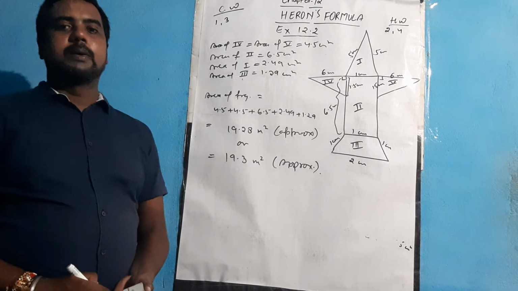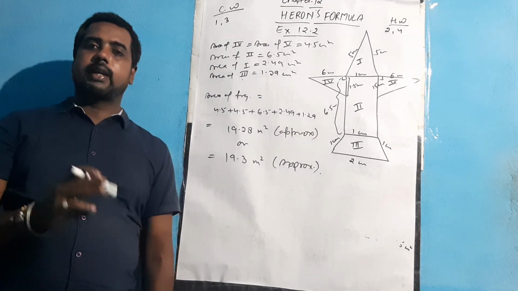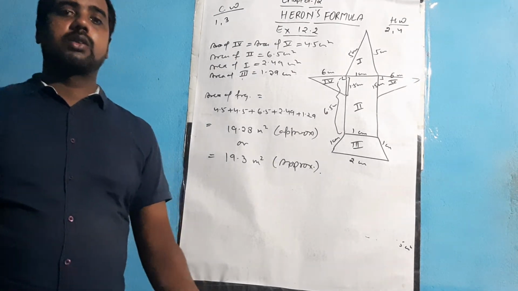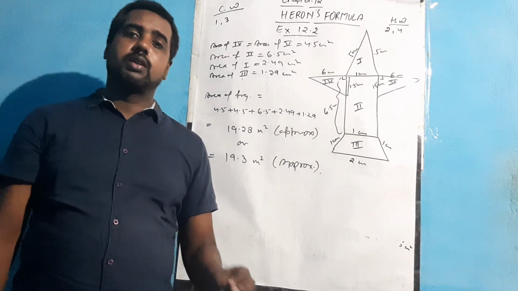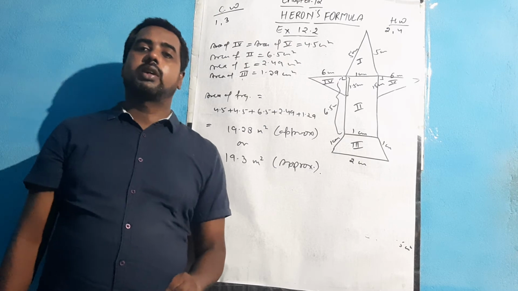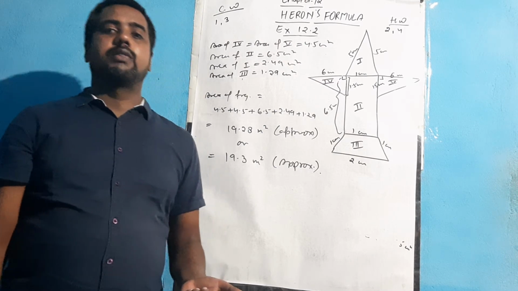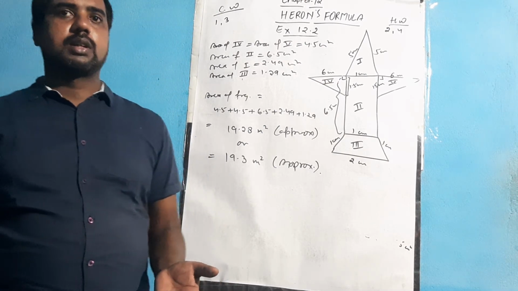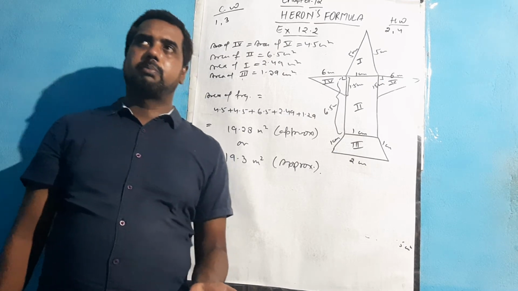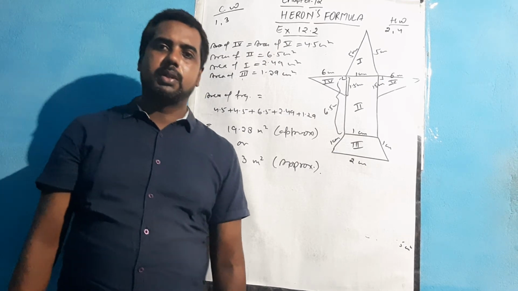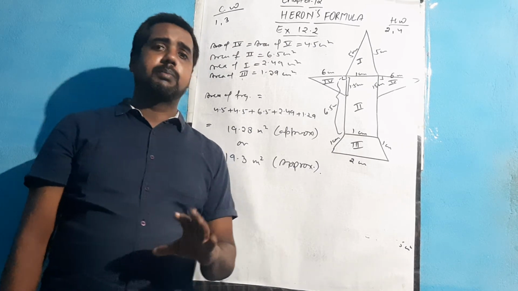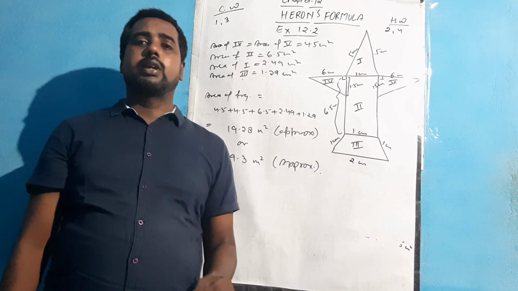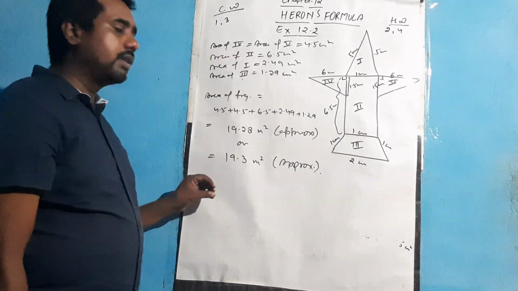So if you get the answer in root, like in the previous question I got the answer in root, 6 root 35, in that case we need to calculate the area of the figure. We need to find the value of root 35. The value of root 35 will be approx 5.9. So we need to keep the value of root 35, and then we can add up both the triangles' areas to get the area of the whole figure, as we have done it here.